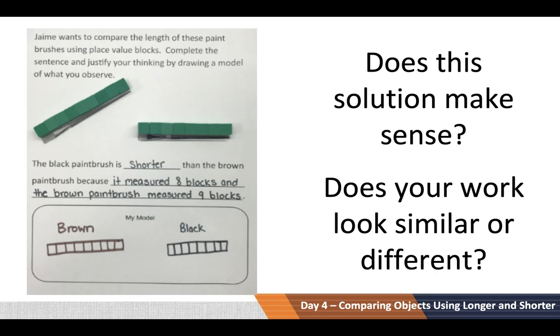It might be confusing for you if you look at the model because the model is hand-drawn, and when you draw things out, we're not perfect. We're going to draw it so that the blocks are slightly different sizes, but when we actually use the blocks they are the same size. So you can't just go based off of someone's drawing, but by the reasoning, where Jamie is saying it measured 8 blocks and the brown paintbrush measured 9 blocks, that is the proof.